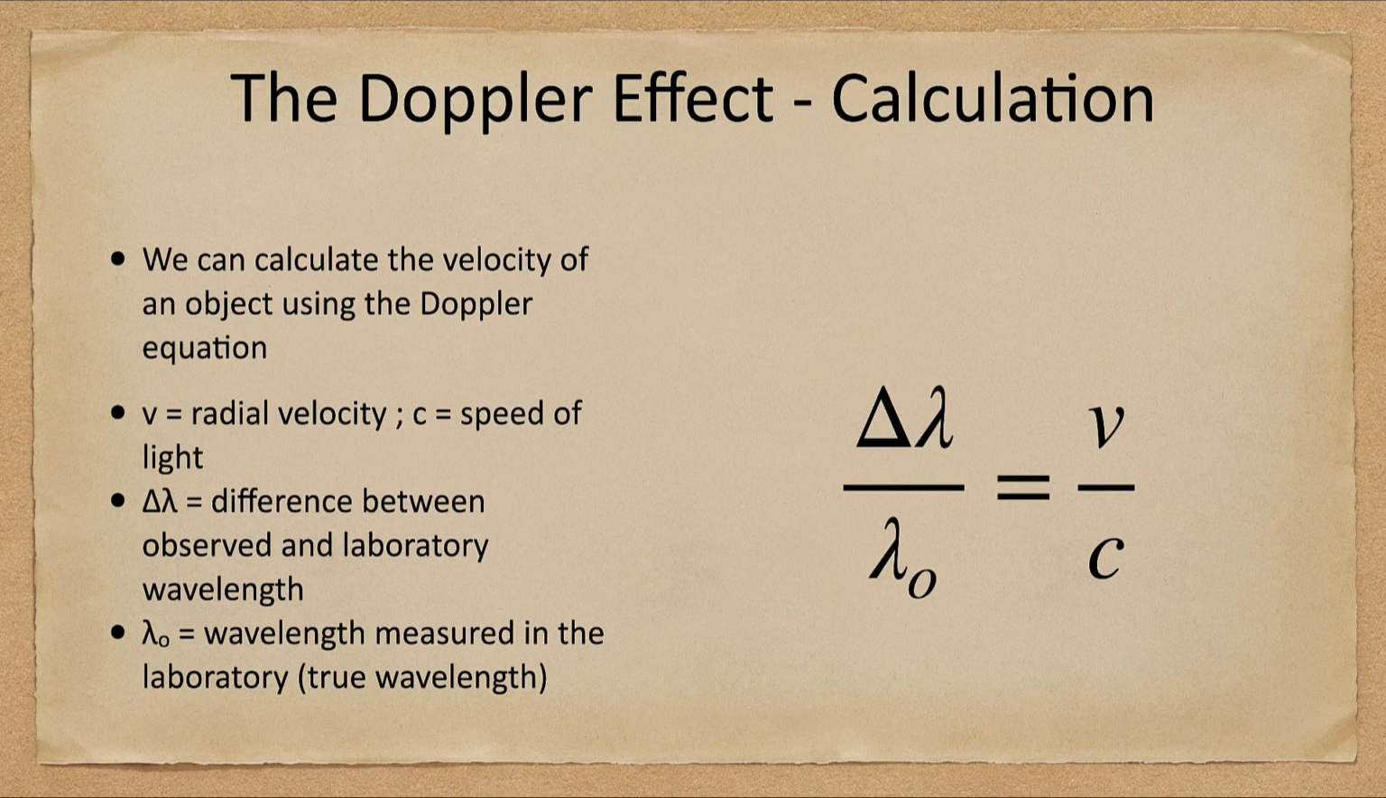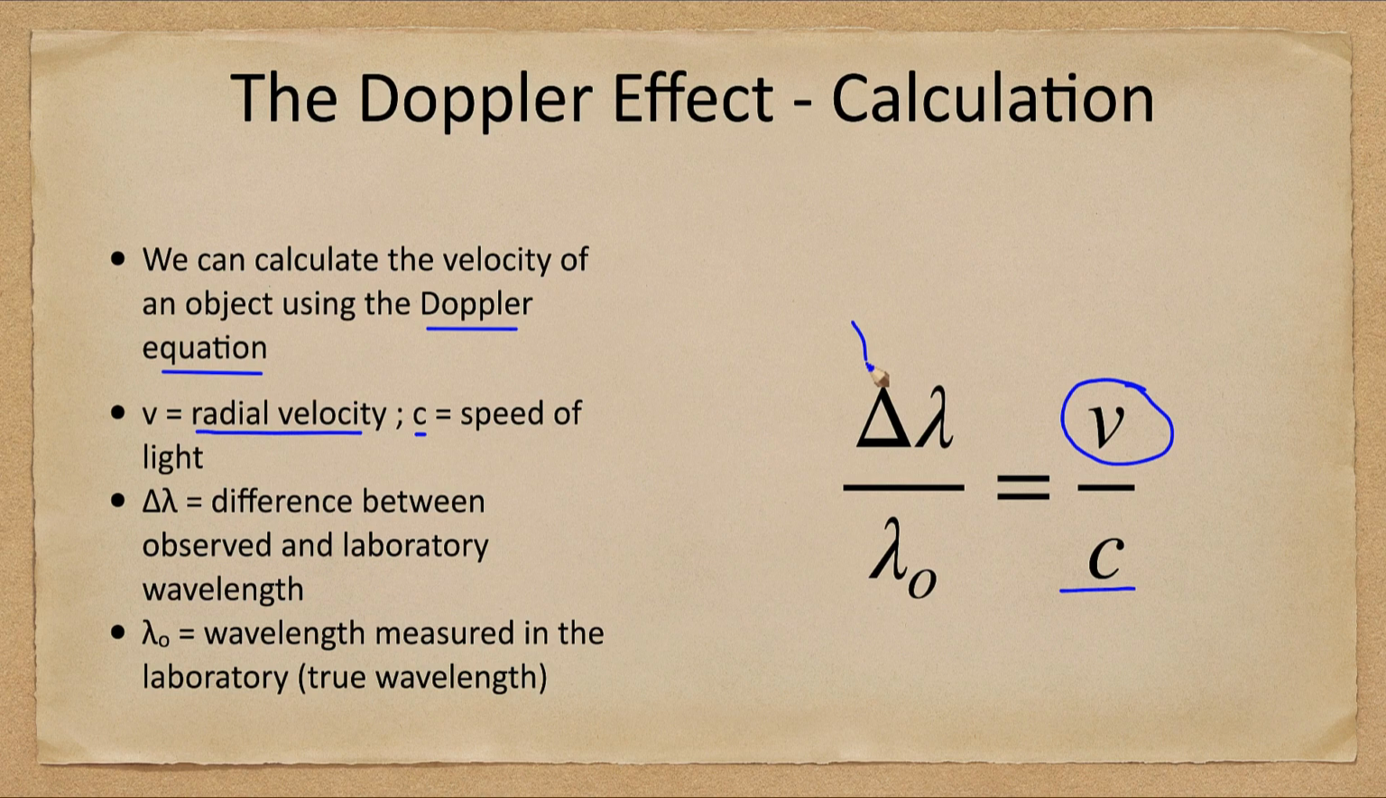So let's go ahead and look at an example of how we can calculate this. We can calculate the velocity using the Doppler equation. In the Doppler equation, V is the radial velocity, the velocity along the line of sight. That is the part of the velocity that we can measure. C is just a constant. That is the speed of light, so we know that value: 300,000 kilometers per second.